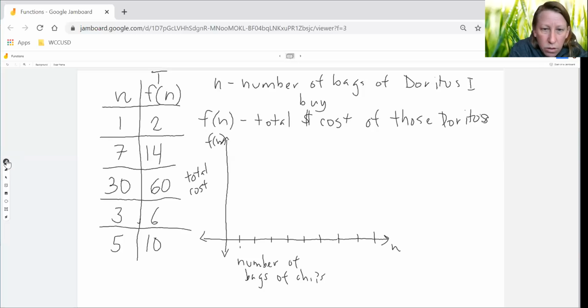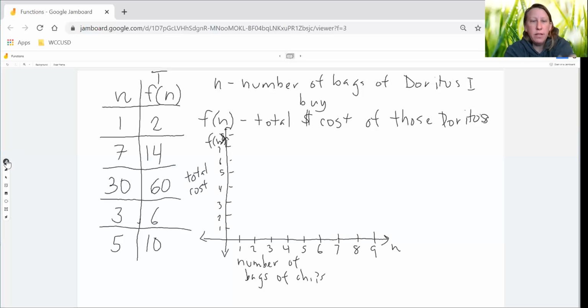So I'm just going to do 1, 2, 3, 4, 5. And we're going to show you how to create graphs using technology as well, because it's kind of a pain to create these by hand. So we're going to show you some ways to create these using technology. And to keep it simple, I'm just going to go up by ones here. So each line on the graph is $1. 1, 2, 3, 4, 5, 6, 7. Maybe I'll make it up to 8.